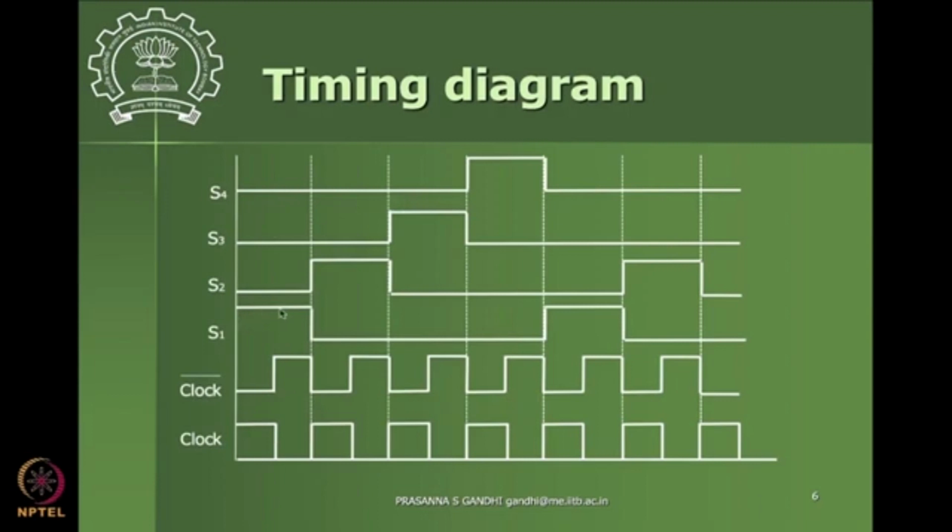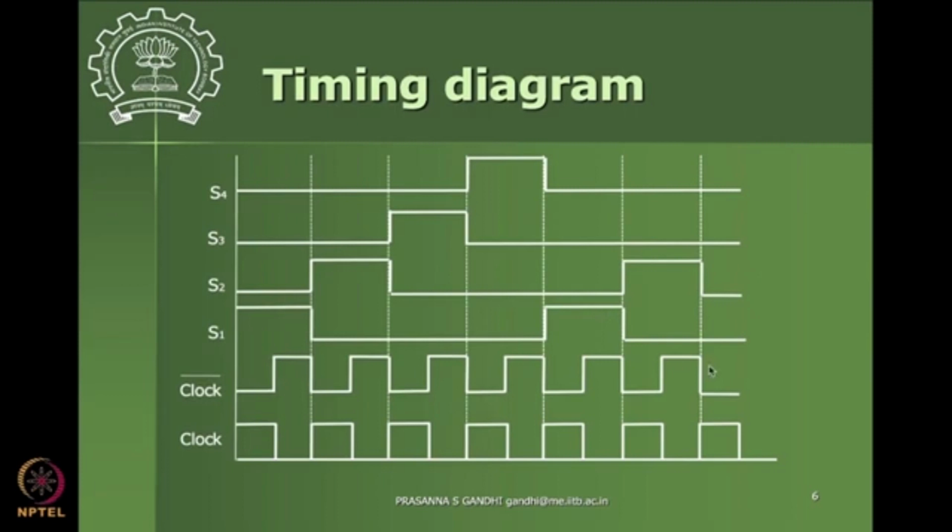Okay, so S1 is lit up first, then S2 is lit up after that. Once S2 goes off, then S3 is lit up, and when S3 goes off, S4 is lit up, and again when S4 goes off, S1 is lit up again. Okay, and this continues with the clock.